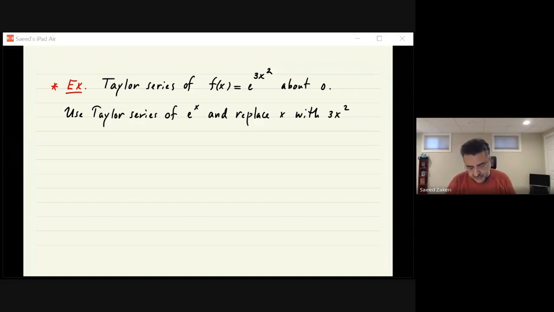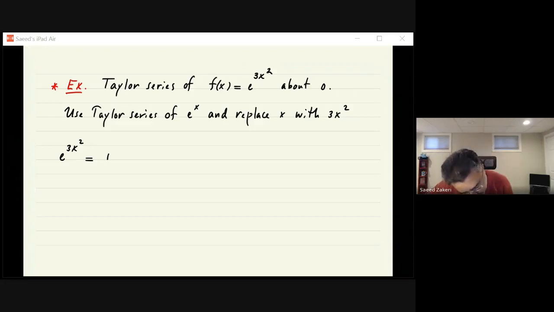If you replace x with 3x squared in e to the x, you get e to the 3x squared. On the other hand, if you replace x with 3x squared in the Taylor series of e to the x, you get the Taylor series of e to the 3x squared. So that will give you this formula. So in my mind, I remember what the Taylor series of e to the x was. 1 plus x plus x squared over 2 factorial plus x cubed over 3 factorial, and so on.